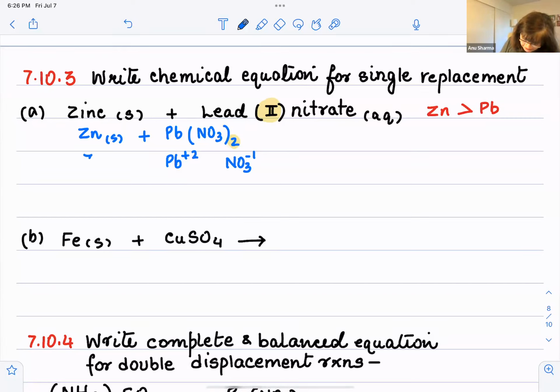Okay, now comes the zinc. So what has zinc done? Zinc has basically broken this bond, and it combines with nitrate, and it releases the lead. It breaks the lead free. So what is formed here?